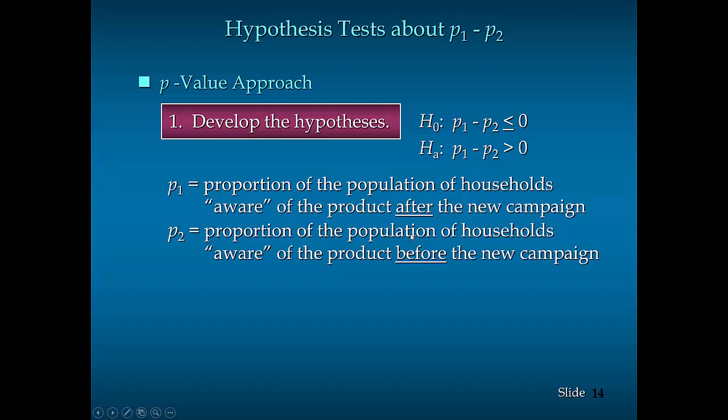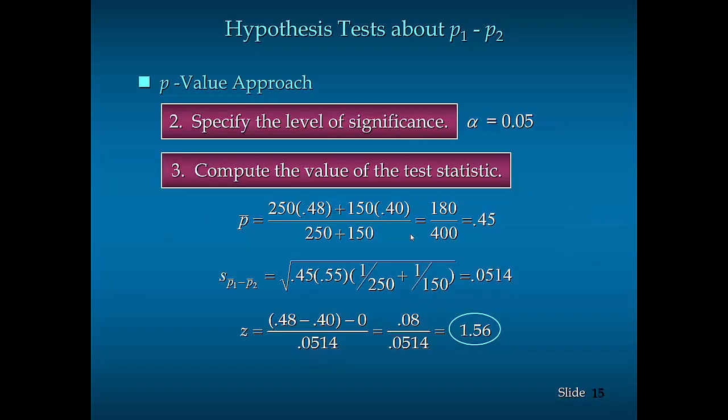So that's step 1. Step 2 is to specify the level of significance, which was given to us as 0.05. Step number 3, compute the value of the test statistic, which is the z-value. So first we have to calculate the pooled estimator P bar, which is the weighted average. You take the 250 times its proportion plus the 150 times 0.4, and divide by the total sample size, so you get 180 over 400, which is 0.45.